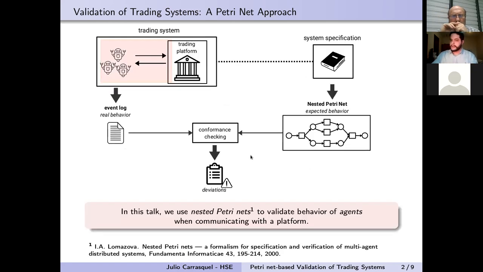In this talk, we are going to focus on a special component of the system, which is the communication of the agents with the platform. And for this, we use nested Petri nets. In the presentation, I will explain very briefly what the model is, how the log looks, and how we compare them, how this conformance method works.